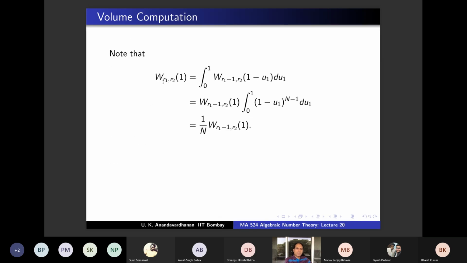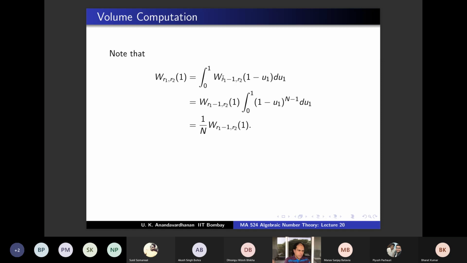So that is this trick. So W r1 r2 at 1 is over that region. I have taken the variable u1 to the other side. So the remaining thing will be W r1 minus 1, because u1 is from these r1 many things that have gone to the other side. So it will be W r1 minus 1 comma r2 of 1 minus u1, du1, varying from 0 to 1. If you plug in the definition of this, you will get this integral. So this is just the standard thing that you do in calculus.